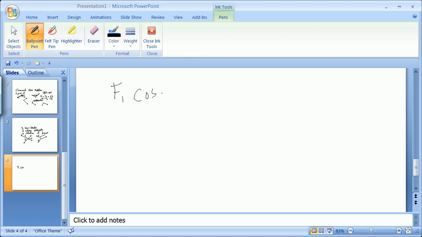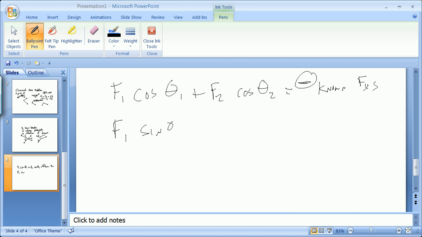F1 times the cosine of theta 1 plus F2 times the cosine of theta 2 equals the opposite of the known f sub x's. And on top of that, F1 times the sine of theta 1 plus F2 times the sine of theta 2 equals the minus, that's a minus or opposite, of the known f sub y's.